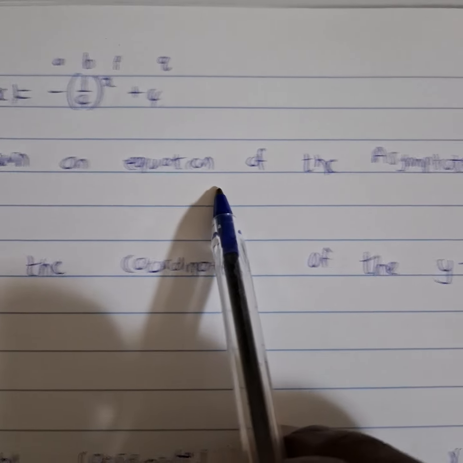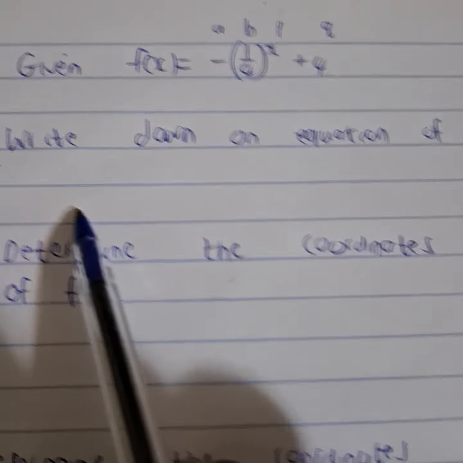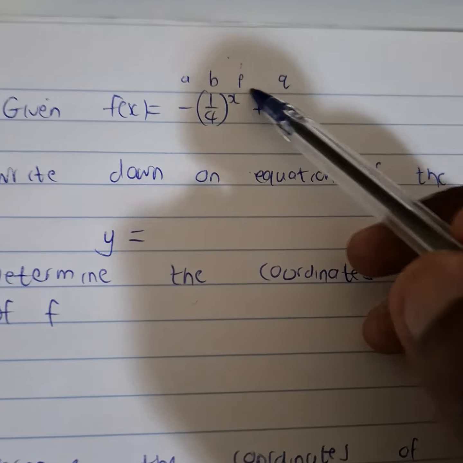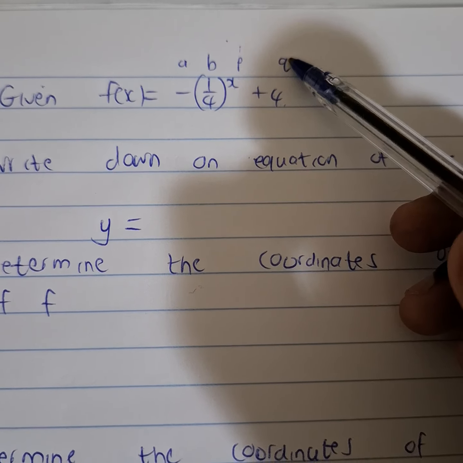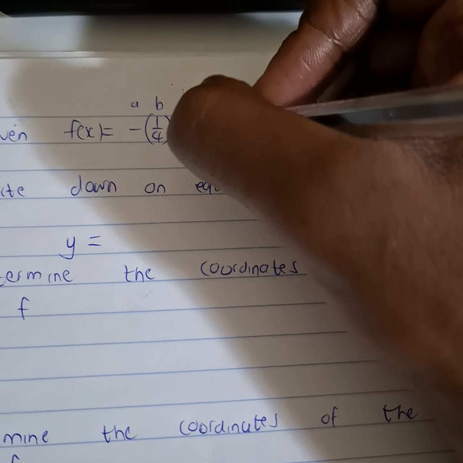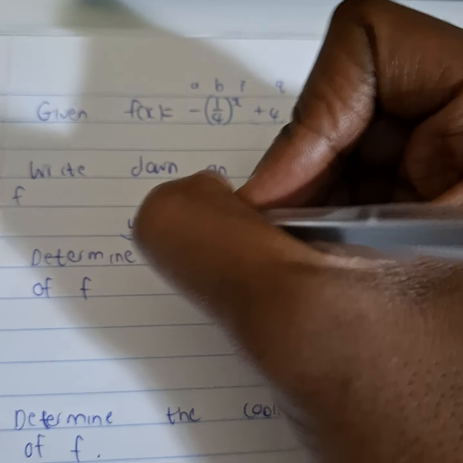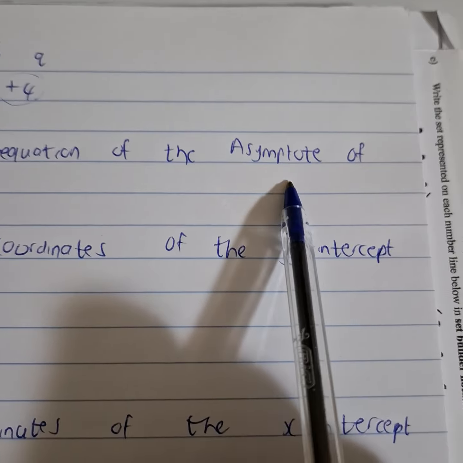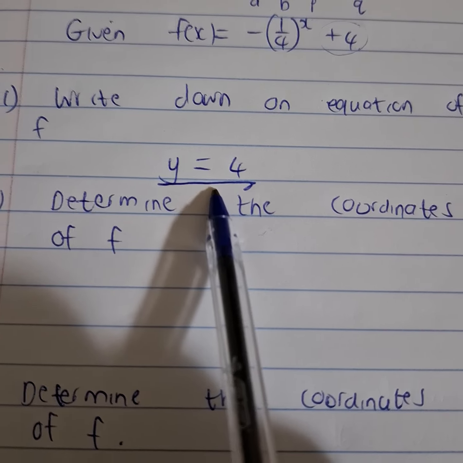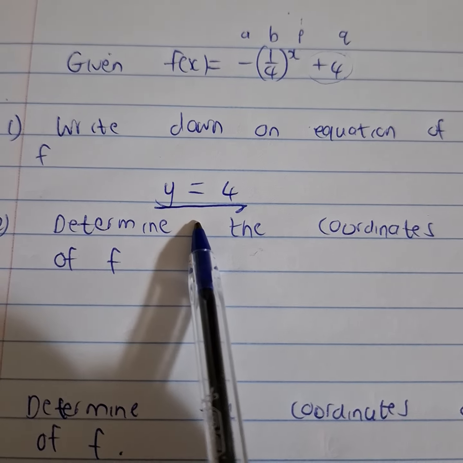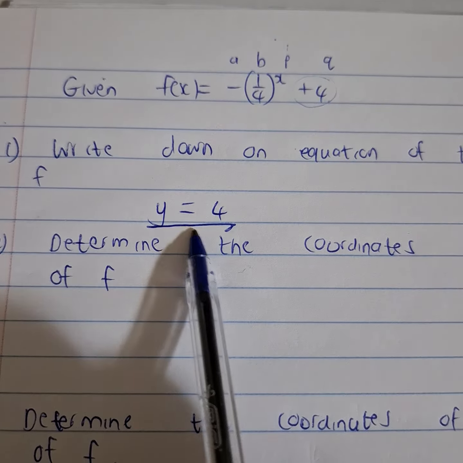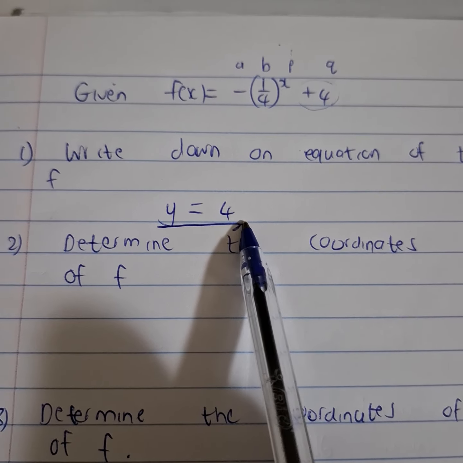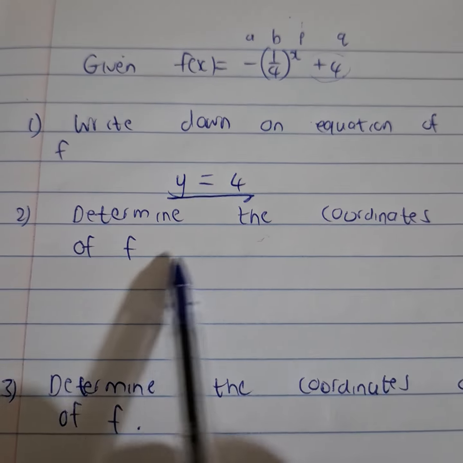Remember, when we have to write down the equation of the asymptote of f, y is equal to q. What is q? The value of q here is positive 4, so y is equal to 4 is our equation of the asymptote of f. For an exponential function, we have only one asymptote, that is horizontal, and this is a horizontal line equation. y is equal to 4.